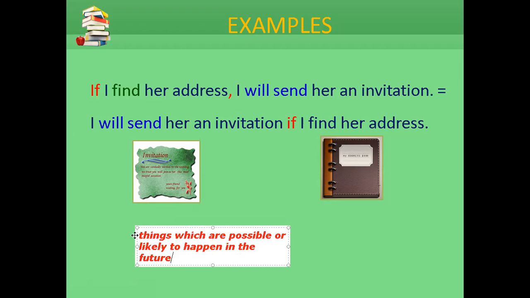And you may be asking, when do we use this first conditional? When things are possible or likely to happen in the future. That's when you use this conditional. Remember, if you have the if clause at the beginning, you place a comma here. If I find her address, I'll send her an invitation. Or you can also say, I will send her an invitation if I find her address.